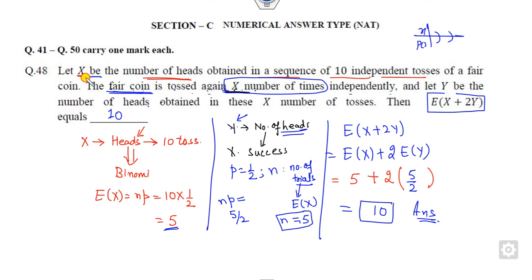So the meaning of this second line is very important. You can see this line is very important: a coin is tossed again X number of times. So what is the maximum number of trials you have? This is the maximum number, which means the expected value of X. What is the expected value of X? That is nothing but the mean. So that means this is 10.